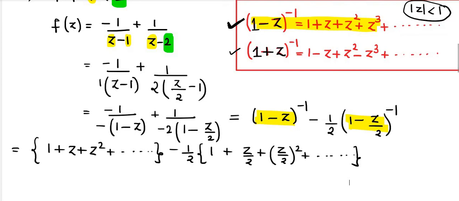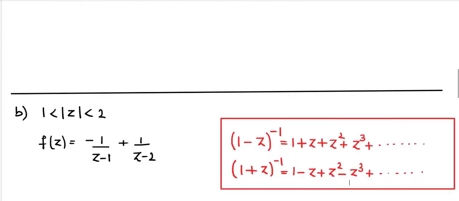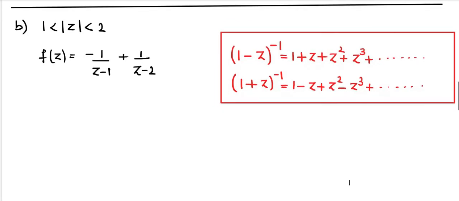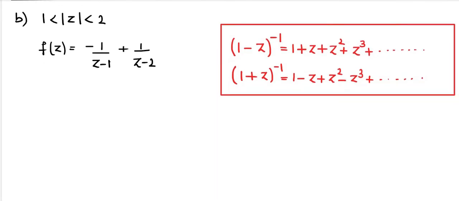Thus, this is our answer for the region mod z less than 1. Now, let us consider the second region, 1 less than mod z less than 2. I have written the function f of z as minus 1 by z minus 1 plus 1 by z minus 2. Now, comparing the inequality 1 less than mod z, which is bigger? Z is bigger. So, in our first term, you have to take z as a common factor. Now, comparing mod z less than 2, 2 is bigger. So, in the second term, we have to take 2 as the common factor.